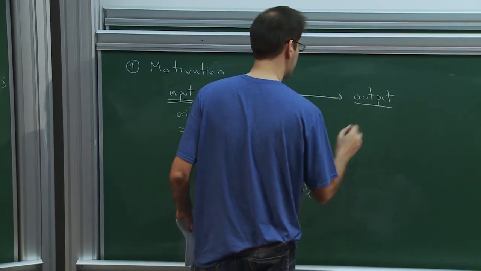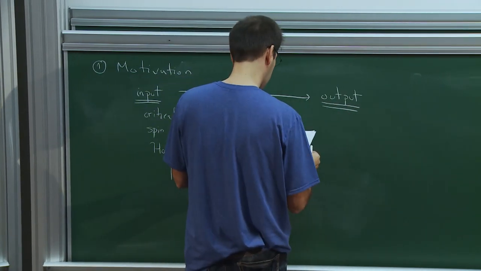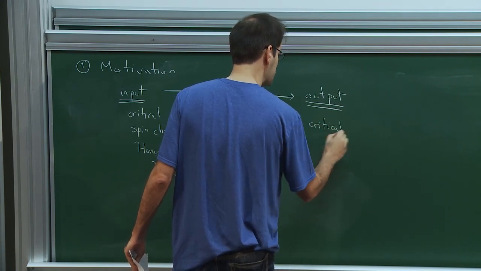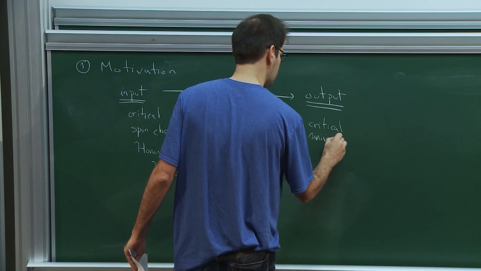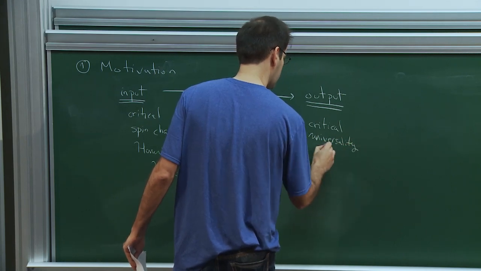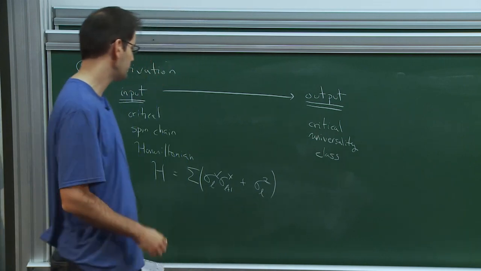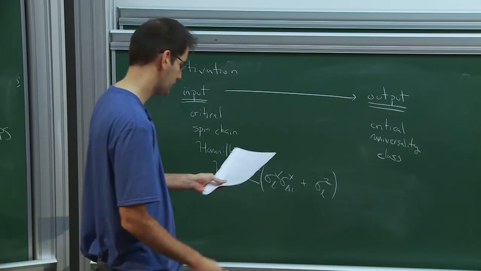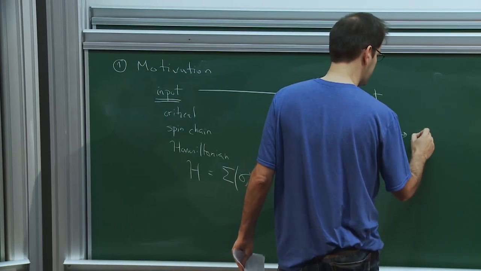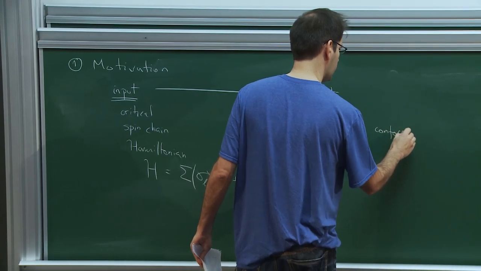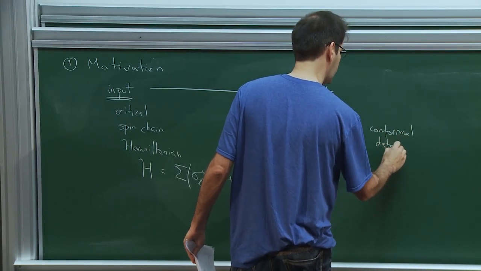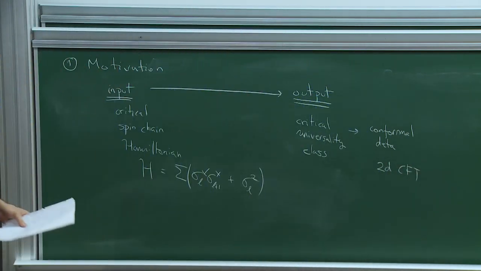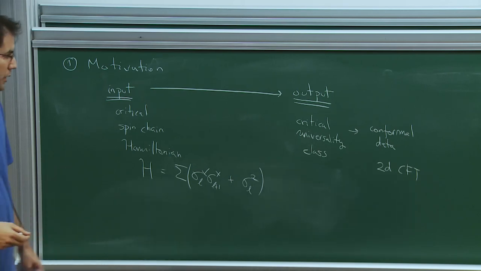what we would like to extract from here is the conformal data, or we would like to characterize the critical universality class of the phase transition, and I'm going to assume that there is some 2D CFT underlying this phase transition, and so this will mean to identify the conformal data of this underlying 2D CFT. Okay? Very good. So what do I mean by this conformal data?